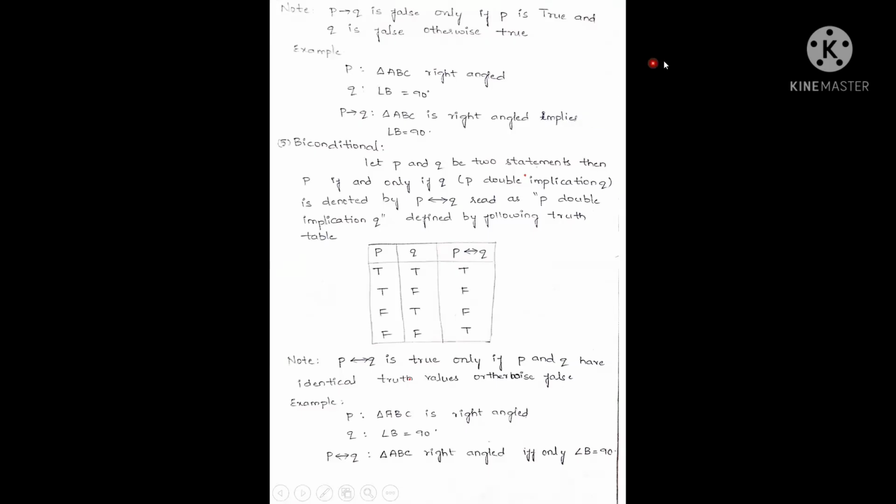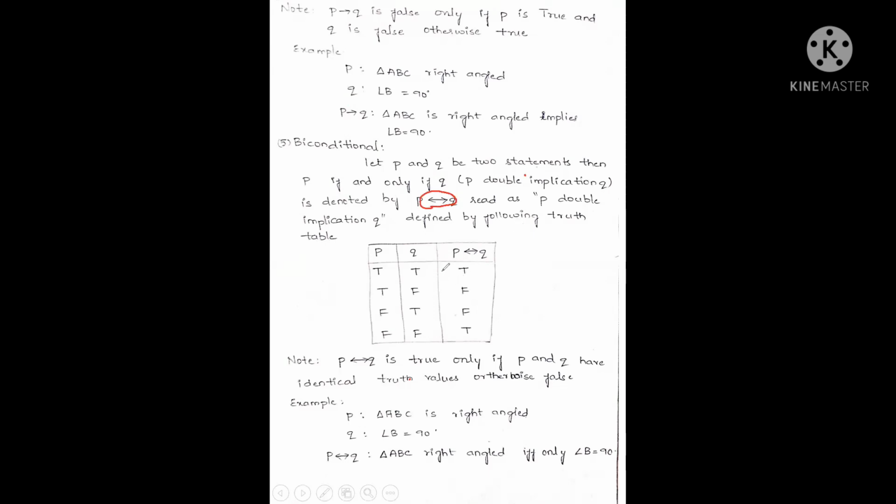This is some example. Now we'll just look into the next definition, that is biconditional. Now what is biconditional? Biconditional says if P and Q are two statements, then P if and only if Q, that is you'll have double implications. It is denoted like this, double implication. Then it is defined by the following table.